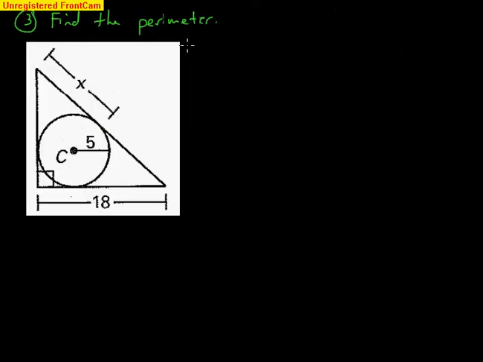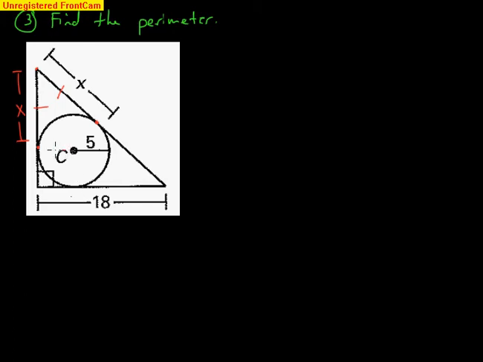This problem is very familiar to us from our homework, but this time we're going to find the perimeter. Well, we need to remember this idea of tangents from a common exterior point. If this is x from here to here, this segment is tangent to the circle, and so is this one. They are tangent from the same exterior point, so they are congruent. So this right here is also x. Now this side is 18.